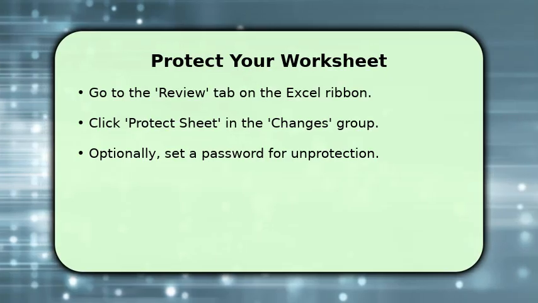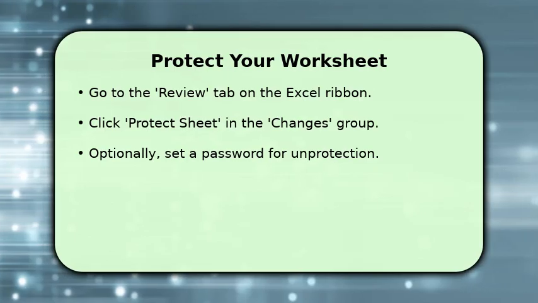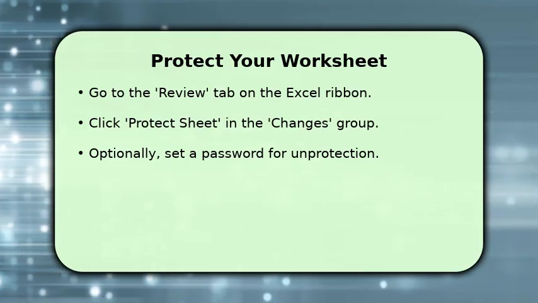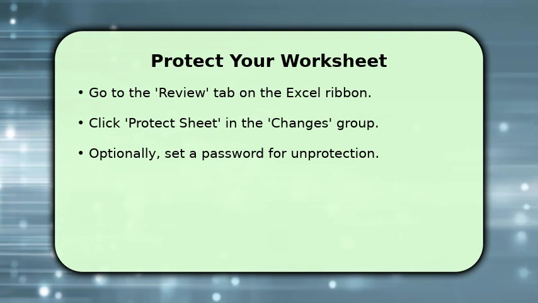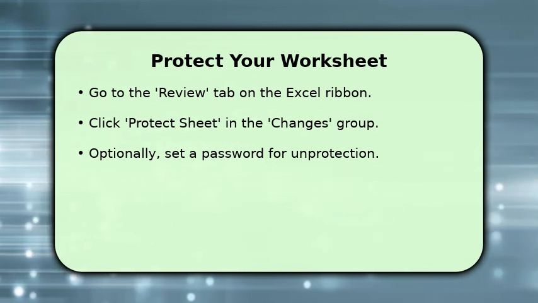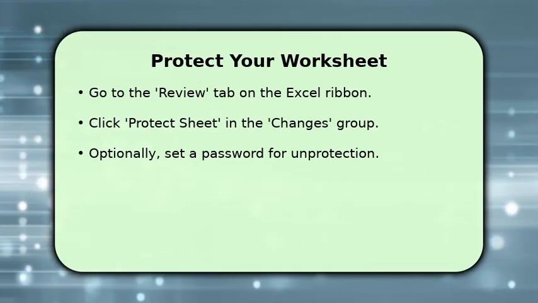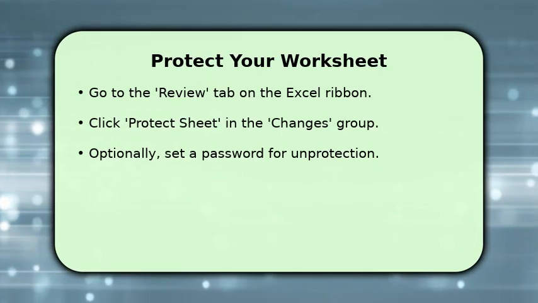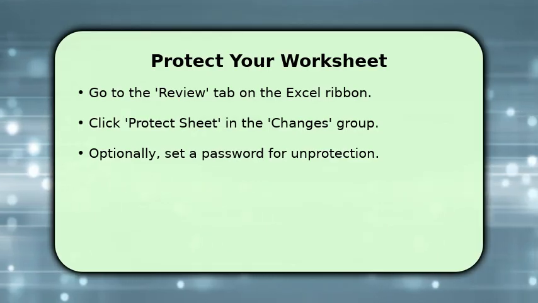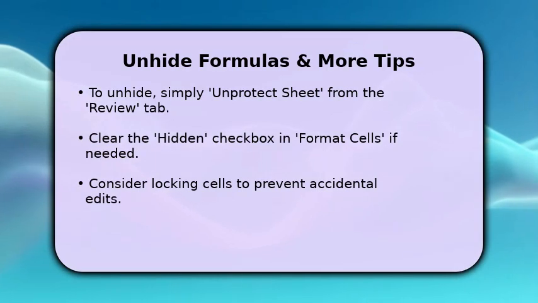Now, for the hidden setting to take effect, you must protect your worksheet. Navigate to the Review tab on the Excel ribbon and click Protect Sheet. In the dialog box, you can set a password if you want to prevent others from unprotecting the sheet. Make sure the option Protect Worksheet and Contents of Locked Cells is checked. This activates the hidden property, making your formulas invisible in the formula bar. Click OK to finalize.